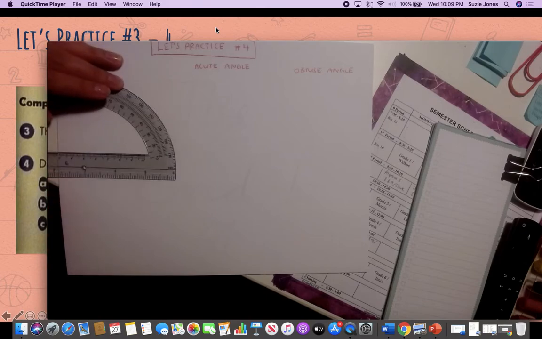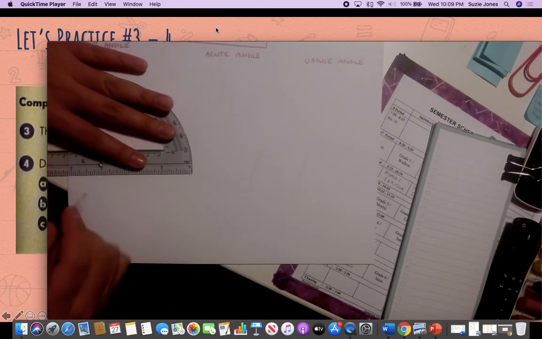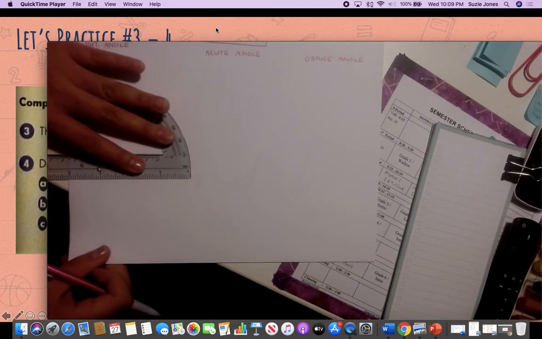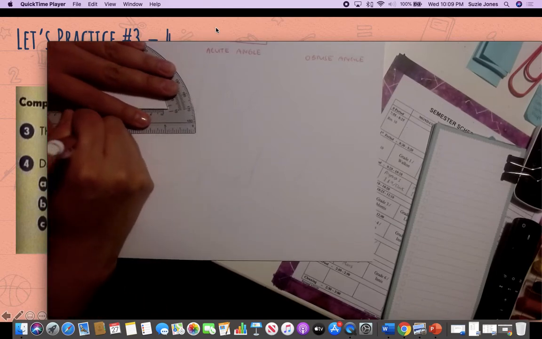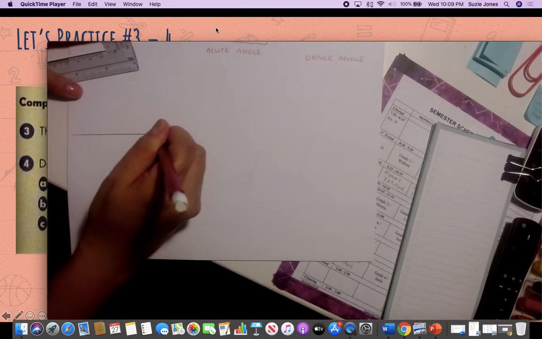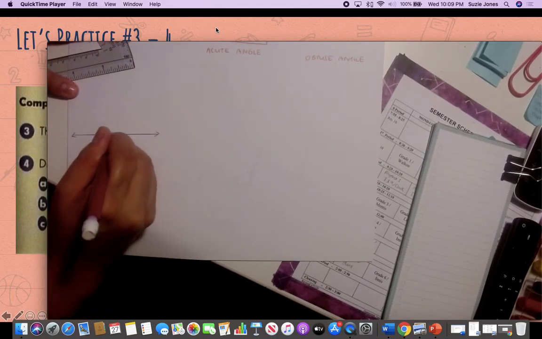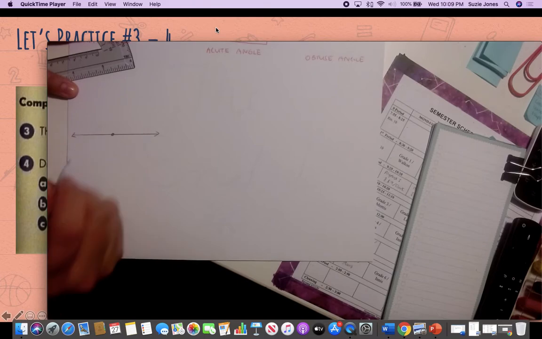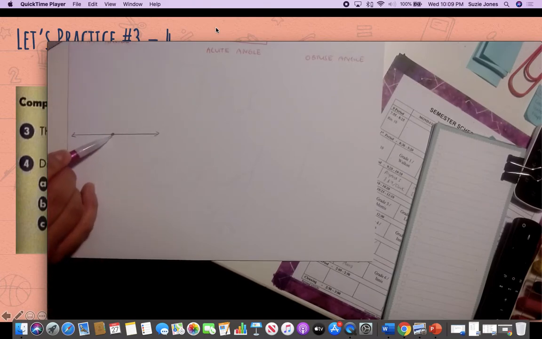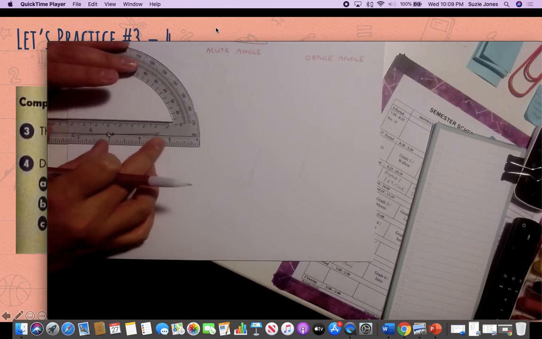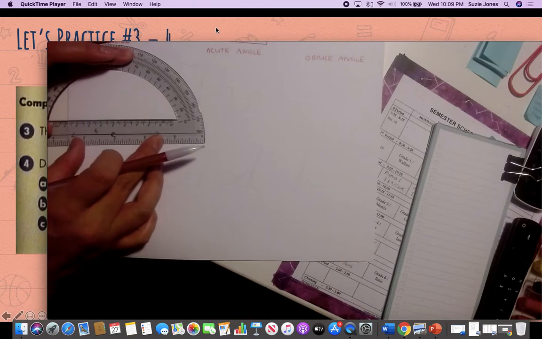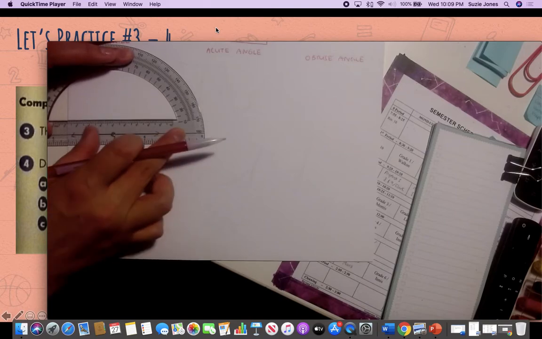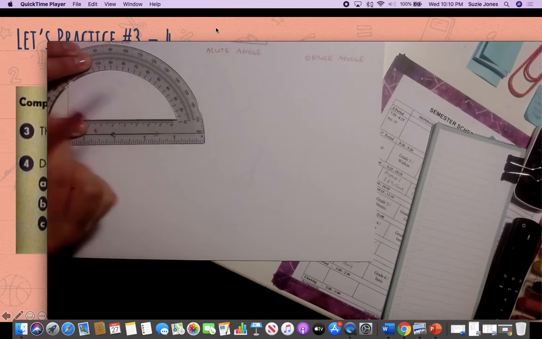So first, let me just draw a line, a straight edge. So maybe I'll just draw it like here, like so. So I'm going to have that be my vertex. I'm going to put that at the center. And I have to make sure my lines match up, my baseline matches up with my horizontal line. Okay, and now 90 degrees.